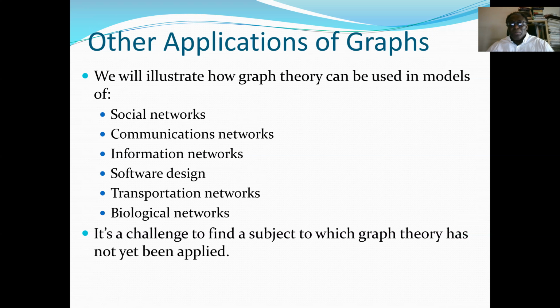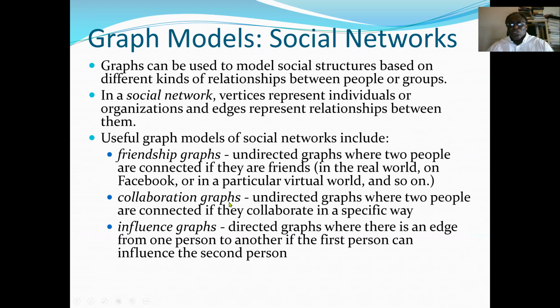An example is computational biology, to build a network of proteins and how they interact with each other, or of genes and how they interact with each other. Here we also said that it's a challenge to find a subject to which graph theory has not yet been applied, especially in terms of computer applications. That's why at an earlier stage we said that a graph is one of the most important data structures in computer science. And data structure means how data is organized in our computer system, or it can be an application.